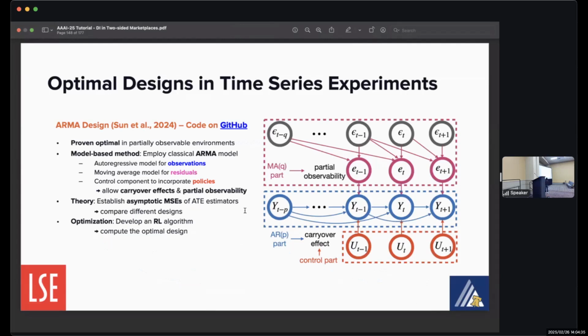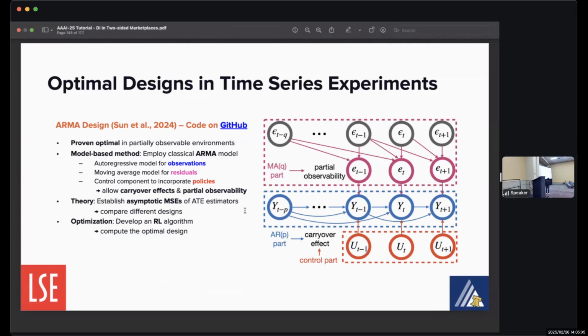And finally, there's a recently proposed ARMA design, which is proven optimal in partially observable environments. What this does is that they propose to employ classical time series models, very classical ARMA models, to model the observation data, and then to derive the AT estimator, and then to develop the optimal design. So if you look at their model, it contains three parts.